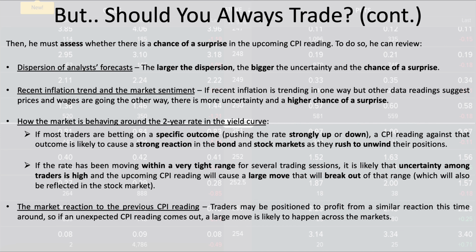If inflation is trending one way, but other data readings suggest that prices and wages are going the other way. Let's say, for example, inflation is getting higher by the CPI readings, but the most recent employment data tells you that employment is coming down, and durable goods orders and consumer confidence are all coming down. This conflicting data means there is more uncertainty about what's going to happen, and when there's more uncertainty, you have a higher chance of a surprise.